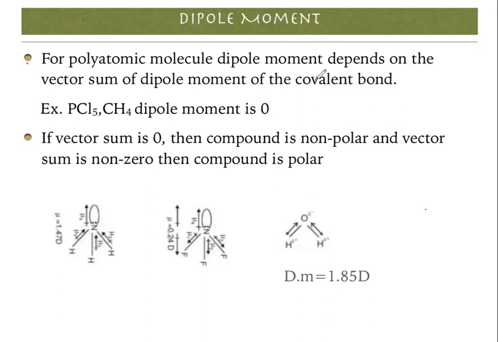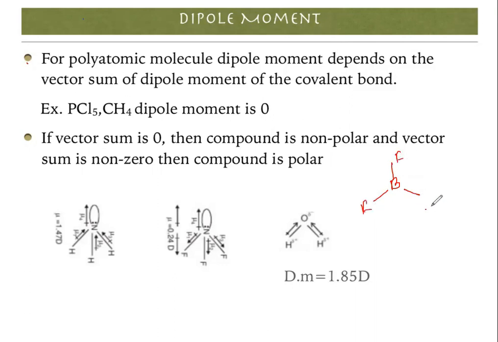covalent compound. So what is the meaning? If more than 2 atoms are there, that will depend upon the vector sum of the dipole moment. Just like physics says, if 2 vectors are there, the resultant vector will be the summation of A and B. So here the same concept happens for a polyatomic molecule. Let's suppose we take the polyatomic molecule BF3. So boron 1, 2 and 3.